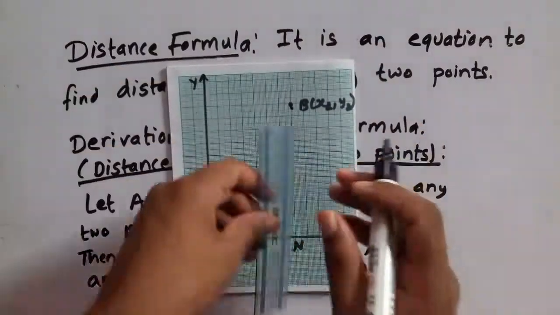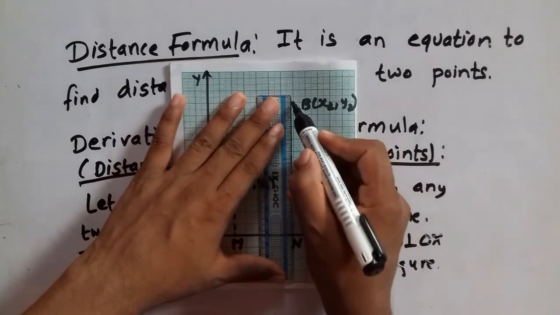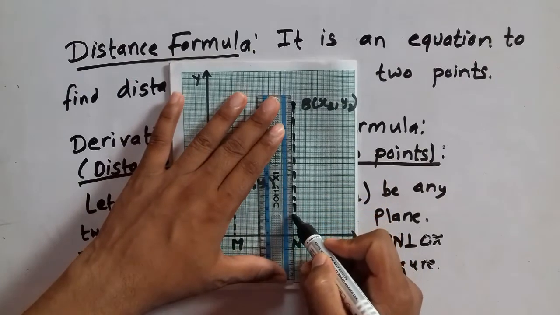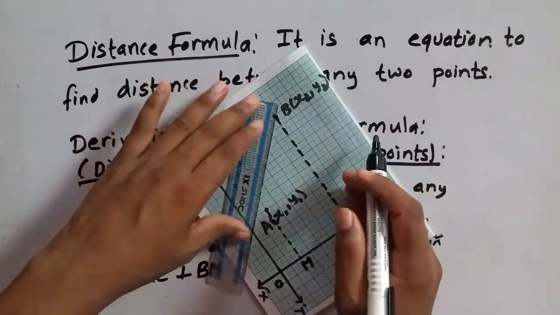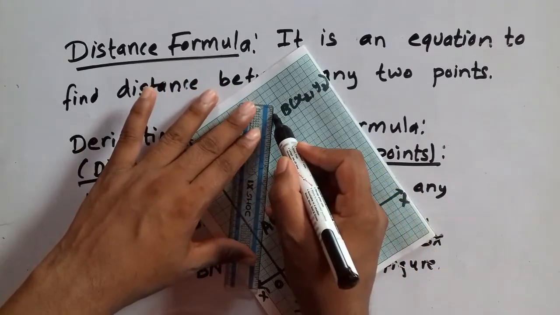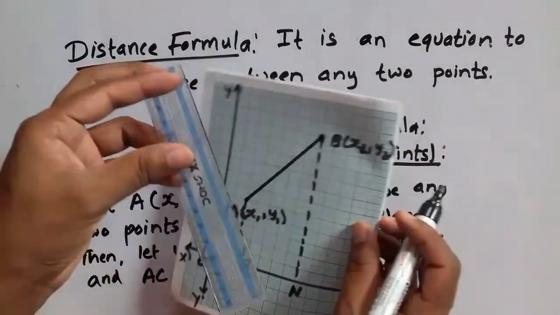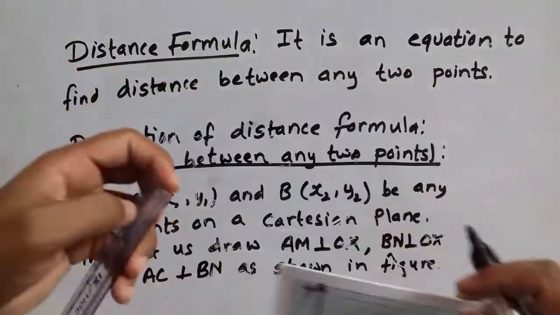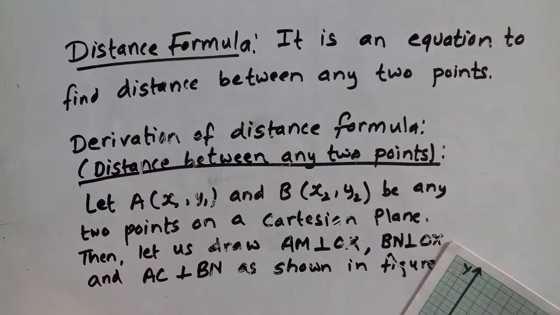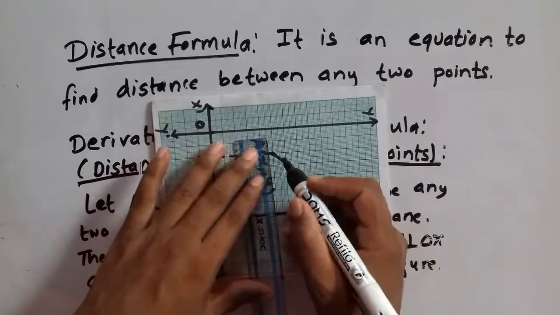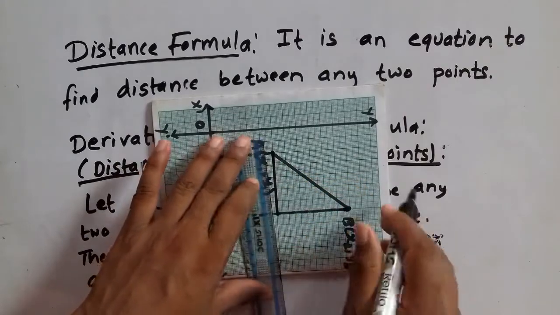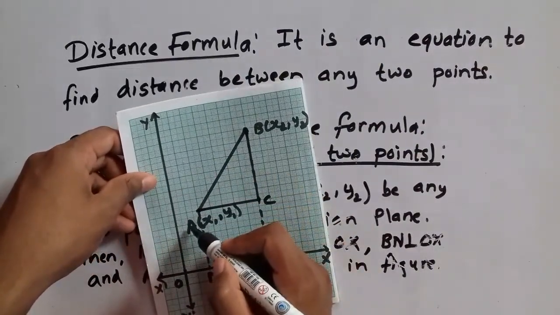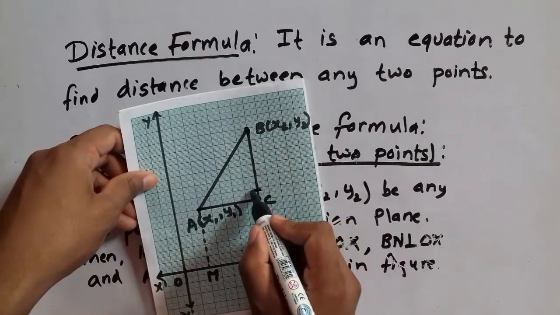Similarly here also I draw a perpendicular. We draw the perpendicular by a dotted line, and this AB is the distance that we have to find. We form a triangle here. Again, we are going to draw this perpendicular AC, AC perpendicular to BN. This point is C. Now from this we have formed triangle ABC. This is a right angle triangle.